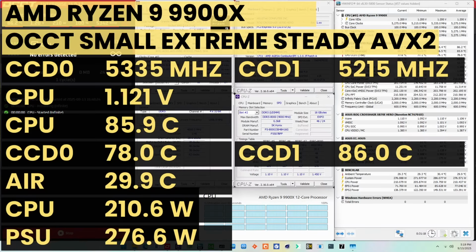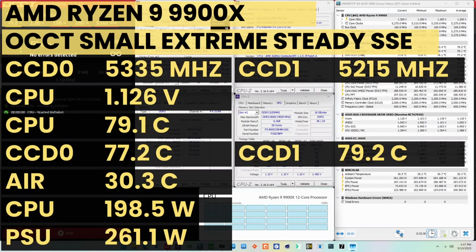When running the all-CCT CPU AVX2 stability test, the average CPU CCD0 effective clock is 5335 MHz and CCD1 effective clock is 5215 MHz with 1.2 volts. The average CPU temperature is 85.9 degrees Celsius. The average CPU package power is 210.6 watts.